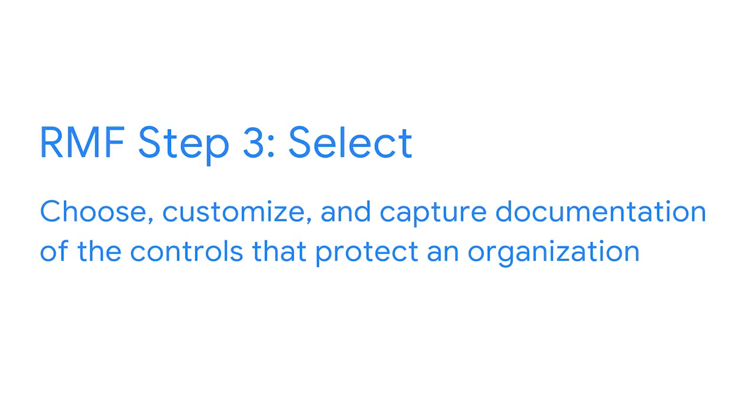Step 3 is select. Select means to choose, customize, and capture documentation of the controls that protect an organization. An example of the select step would be keeping a playbook up to date, or helping to manage other documentation that allows you and your team to address issues more efficiently.